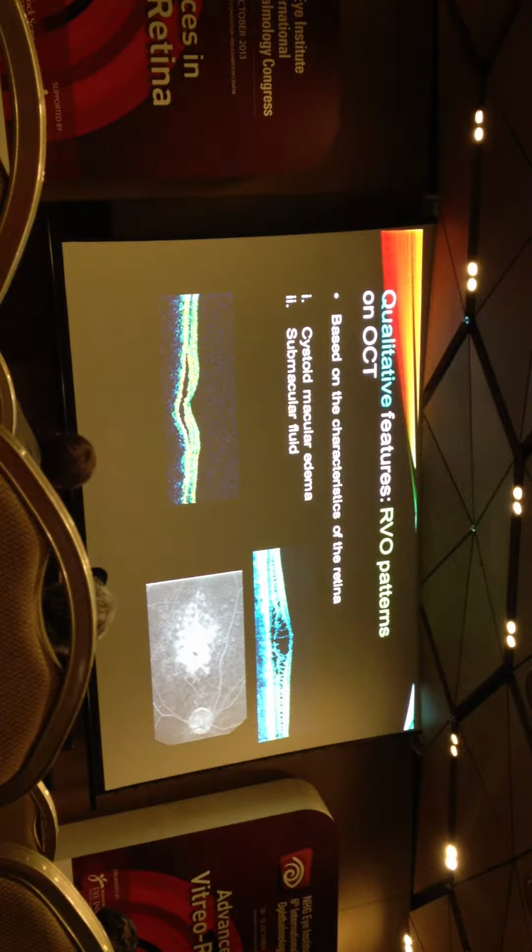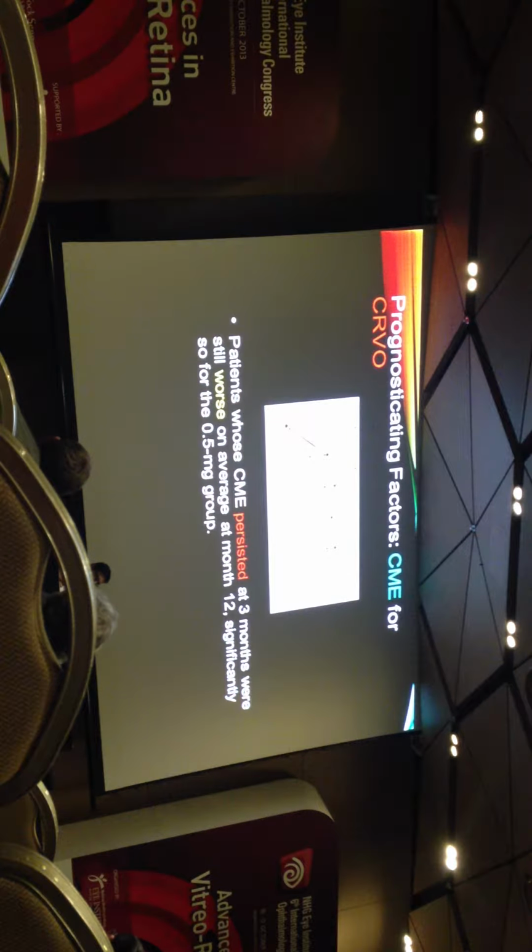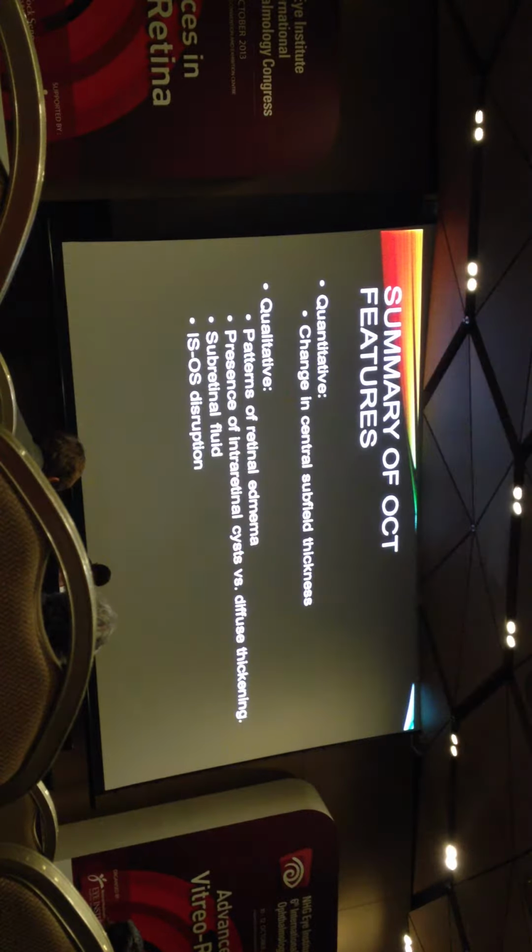Other factors that are important to look at qualitatively would be the presence of intraretinal cysts and subretinal fluid. This will give an indication of disease activity, and of course, I think we've seen many examples during the course of this meeting of how we use serial OCTs to assess the changes in these various features over time and with treatment. Studies have also shown that those with persistent cystoid macular edema tend to do worse, which is kind of expected, but it's nice to actually have the data to prove this.